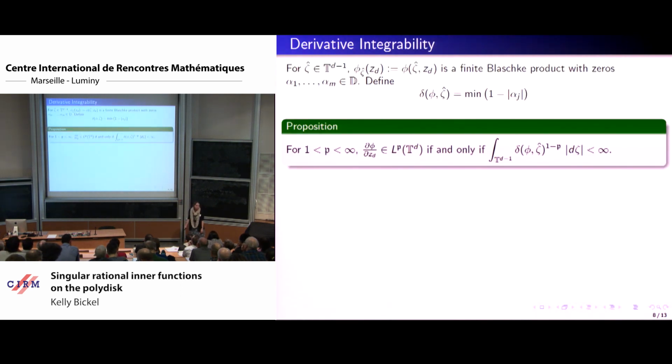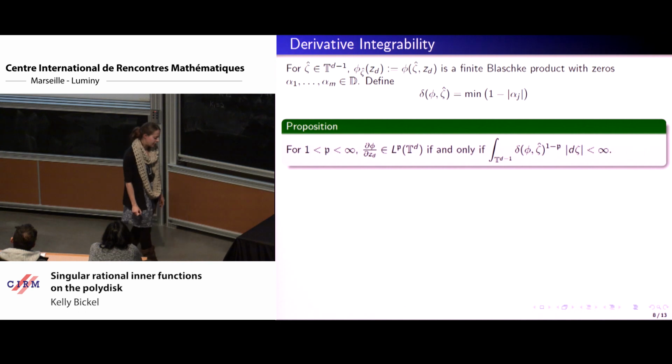And we can try and play the same game for p greater than 1 that we were doing in the 2 variable setting. In particular, we can try and slice to get a finite Blaschke product. And if we do that, we're going to have to fix a unimodular constant on the d-1 torus and plug it into our rational inner function to get a finite Blaschke product. If we do that, we again get a collection of zeros. As zeta hat tends to, as its coordinates tend to the coordinates of a singular point, one of those a's is going to have to tend to a point on the unit circle as well. And so we can study the rate at which that's happening using a similar distance function.